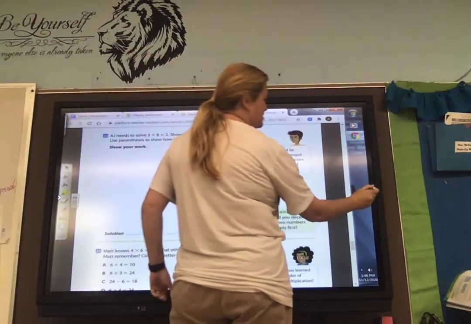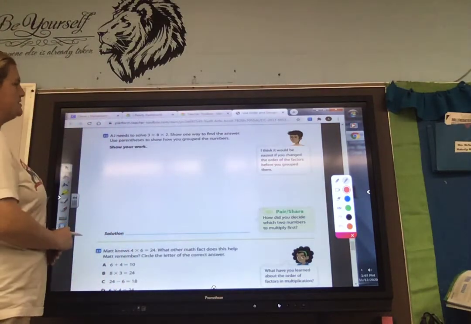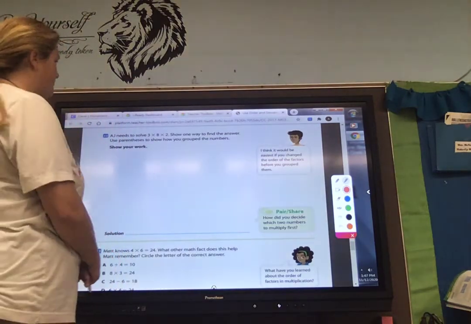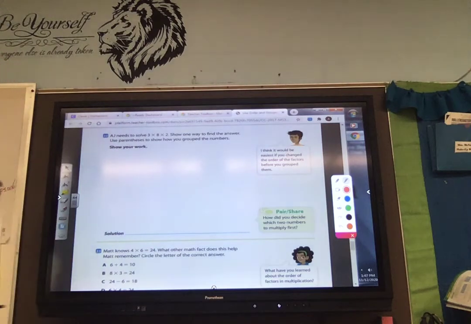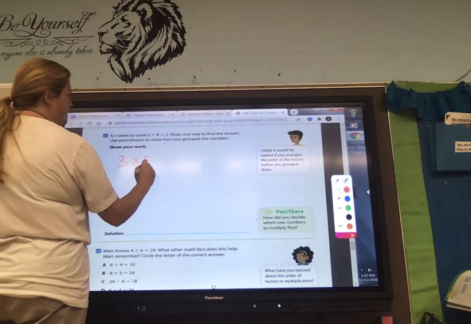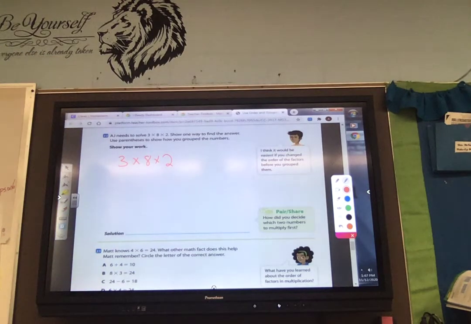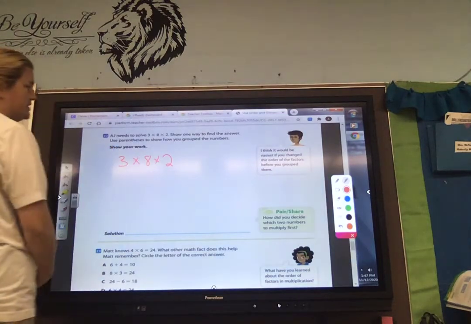Let's check this answer. It says AJ needs to solve 3 times 8 times 2. So 3 factors. Show one way to find the answer. Use parentheses to show how you group the numbers. Okay, I don't like how this is ordered. How do you think Miss Coleman's going to want them ordered? From what we just did. Yeah, I'm going to want to put those 2 small factors together.